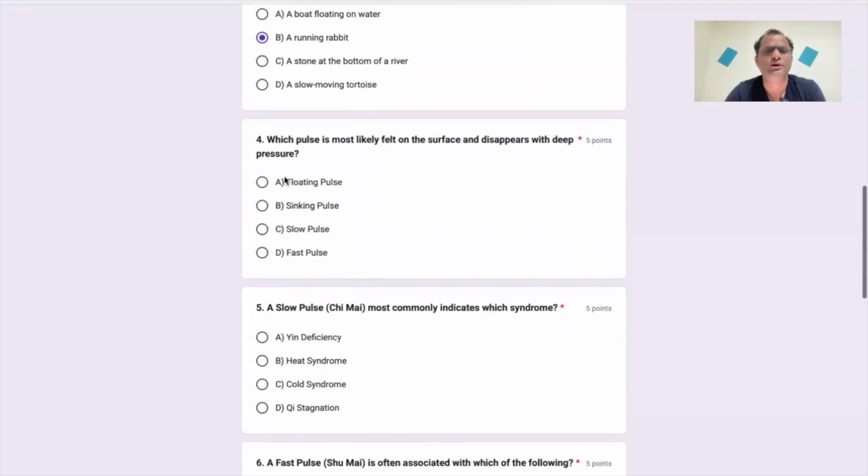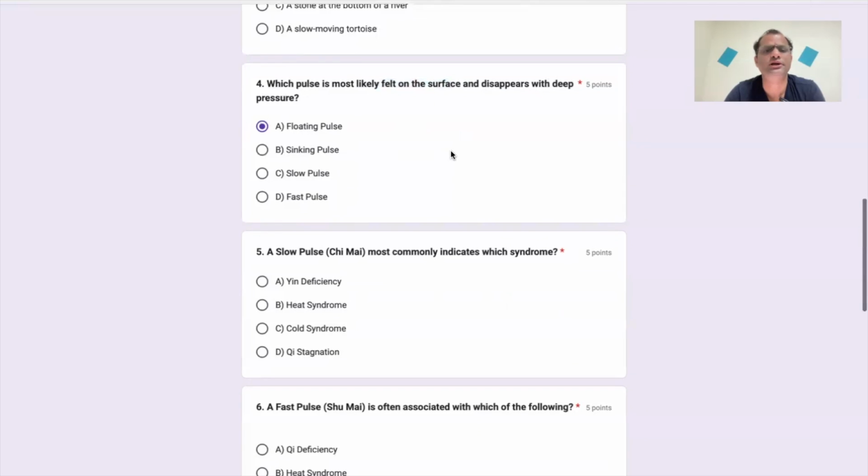Question number 4. Which pulse is most likely felt on the surface and disappears with deep pressure? Sinking pulse? No, floating pulse. You are feeling it at the surface, right? Floating pulse, because floating pulse disappears with deep pressure.